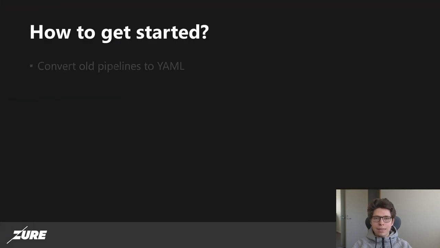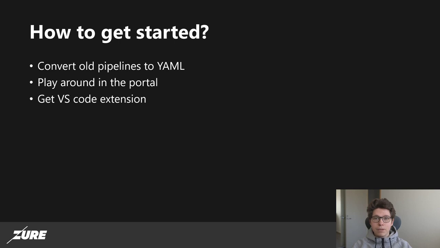And this, I think, is the best way to start. So converting your old build pipelines to YAML, you already know the processes there. What do they do? So you can just focus on learning the YAML language. Then play around in the portal in general. Get the VS Code extension. Then read the documentation, of course.